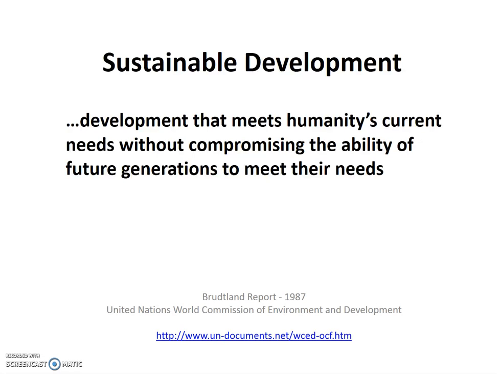This very important definition is based on a definition originally stated in the Brundtland Report, which was prepared in 1987 by the United Nations World Commission of Environment and Development. That commission was led by the World Health Organization Director Gro Harlem Brundtland. If you are interested in viewing that report, it is available at the United Nations website.